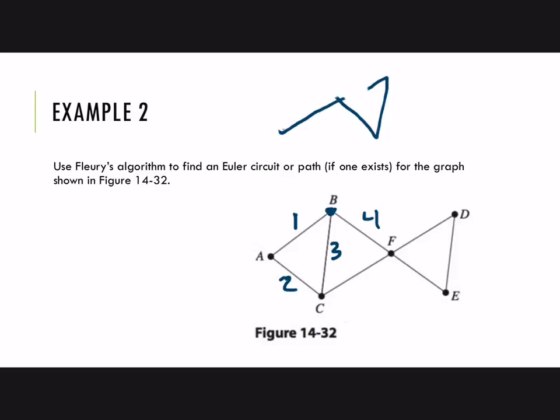Hopefully I can choose FD. And if I erase that edge, the graph is still connected. So I must go on to D, and then from D, must go on to E, then E to F, and F to C. And notice we did end up at the other odd vertex as promised by the theorem. So there's our Euler path or circuit, and if we wanted to label this correctly, we would list all the vertices in order, separated by commas. This would be the path B, A, C, B, F, D, E, F, C.